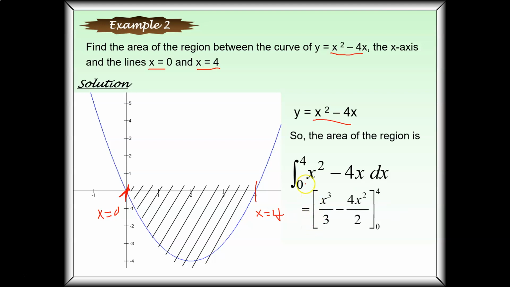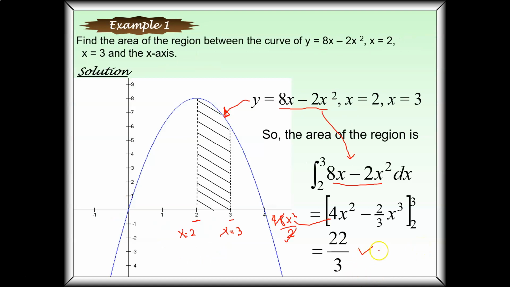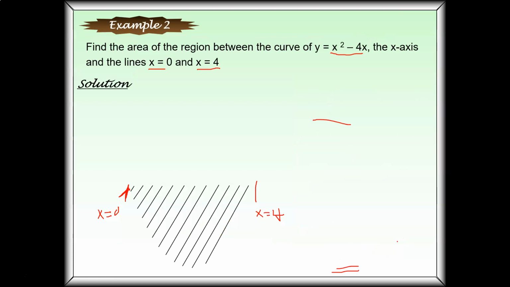So you will have the integration of x squared, you get x cubed over 3, minus the integration of 4x, you get 4x squared over 2. And then don't forget to put brackets and write down the 4 and 0, so that you can substitute it later. Then you get 64 over 3 unit squared. Usually you put unit squared, as well as the previous one. You can write that as unit squared for the area.